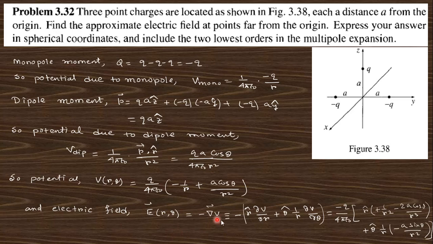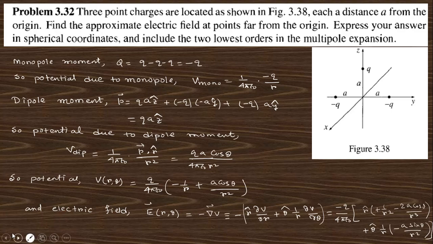So the electric field will be minus grad V, and in spherical polar coordinate system, r cap del V by del r and theta cap 1 by r del V by del theta. If you differentiate V with respect to r, you will get minus 1 by r square, so this becomes plus, and this is minus 2a cos theta by r cube. Similarly, differentiating with respect to theta, you will get minus a sin theta by r square. Clear? So this is the total expression of this electric field far away from this system.